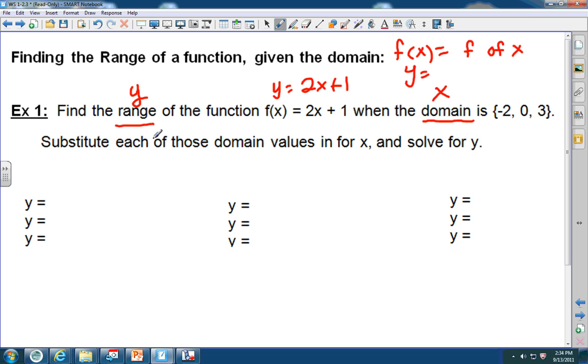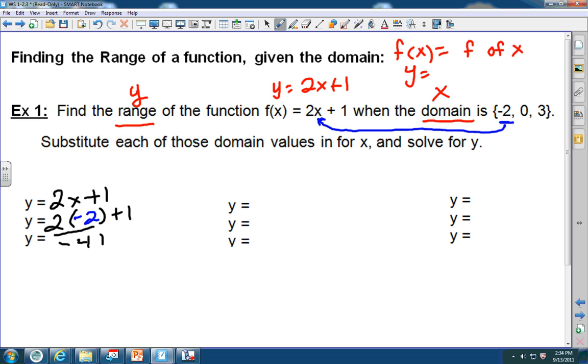Now, it says substitute each of those domain values in for x and solve for y. So you take this number here and substitute it into the equation for x. I write 2x plus 1, which is 2 times x plus 1. I'm going to use x as negative 2, so I put negative 2 in there. Multiply these two together, I get negative 4 plus 1. Y equals negative 3. There's your y value.